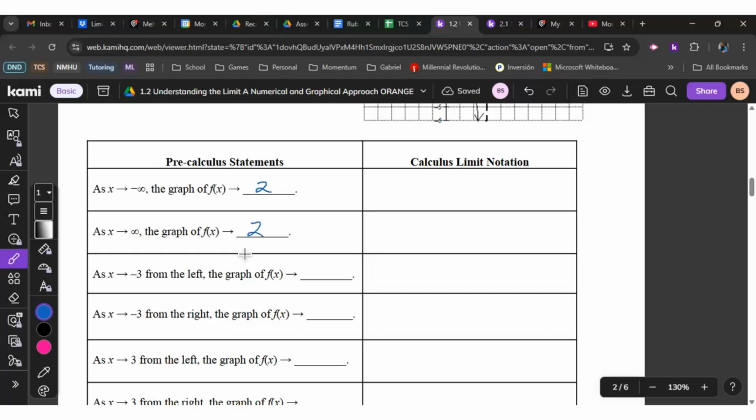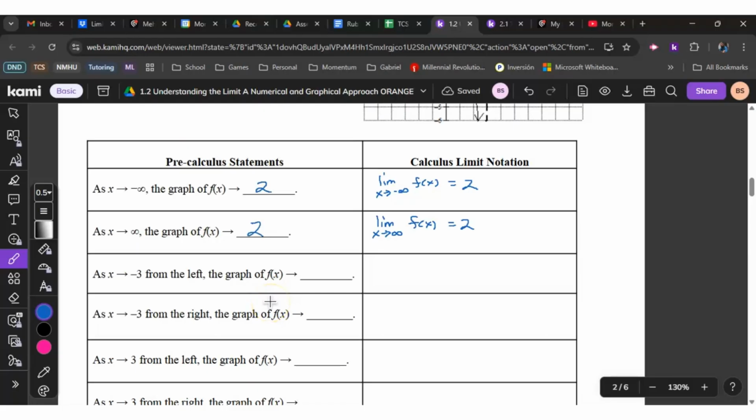Now, let's talk about how we can write this with limits. So here I can say that the limit as x approaches -infinity of f of x is 2, right? So we can say all of that with just our mathematical statement. And then the next one is the limit as x approaches infinity of f of x equals 2 as well, right? So we can write these things a little bit more truncated, or, you know, in mathematical terms.